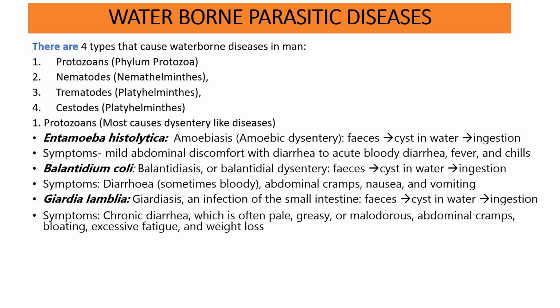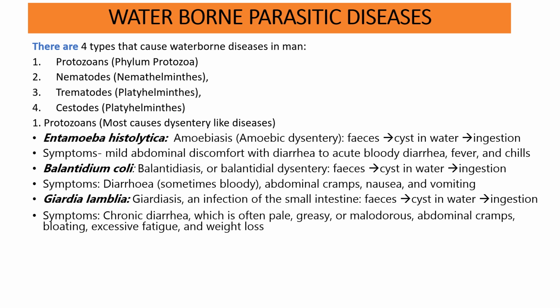The parasite is transmitted also through contaminated water, by drinking contaminated water containing the cyst of the parasite. Now, symptoms of the disease include chronic diarrhea, which is often pale or greasy or malodorous, and then abdominal cramps, of course, bloating, excessive fatigue, as well as weight loss.